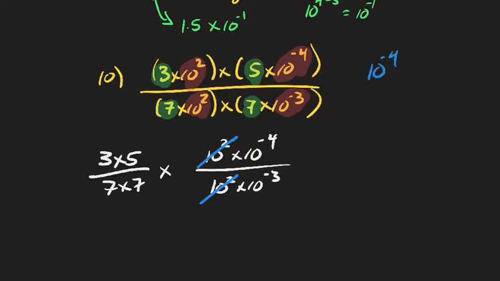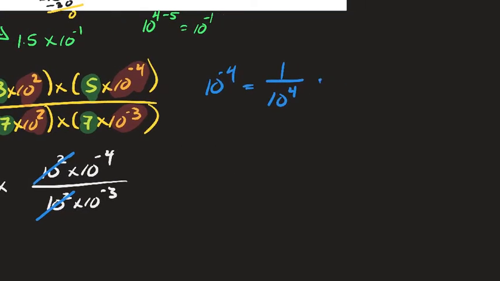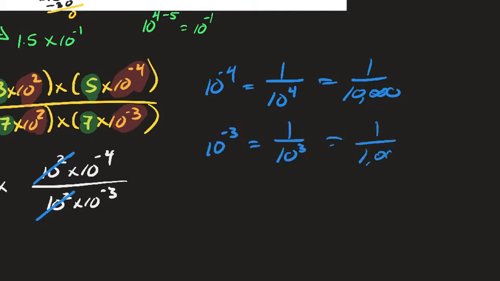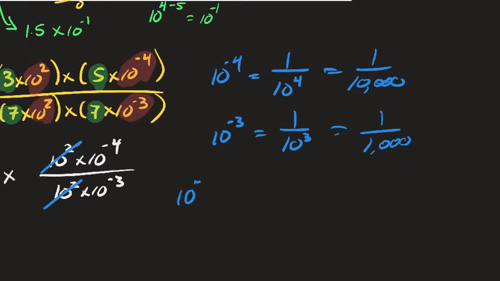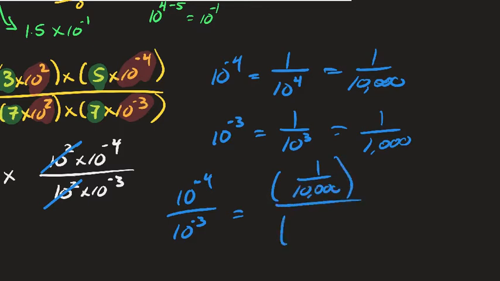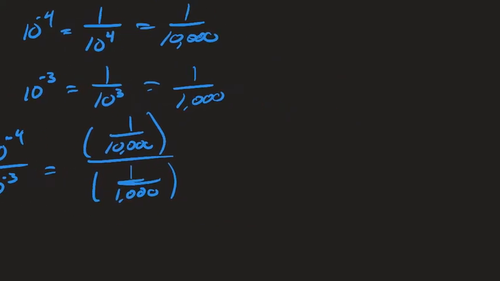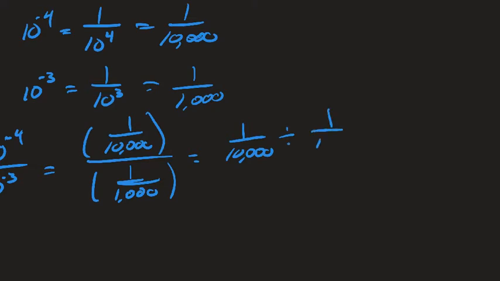10 to the negative 4th is the same as 1 over 10 to the 4th, which is the same as 1 over 10,000. And 10 to the negative 3rd is the same as 1 over 10 to the 3rd, or 1 over 1,000. So 10 to the negative 4th divided by 10 to the negative 3rd is 1 over 10,000 divided by 1 over 1,000, which is messy.